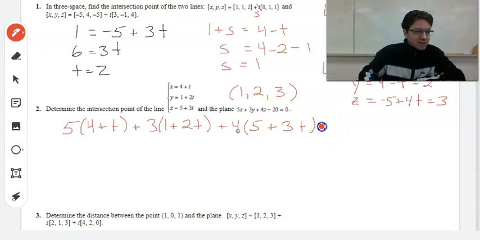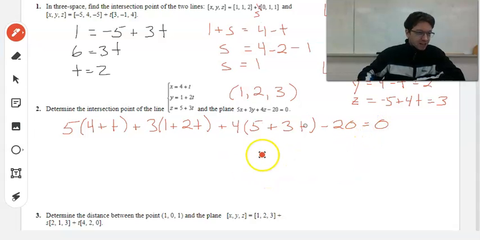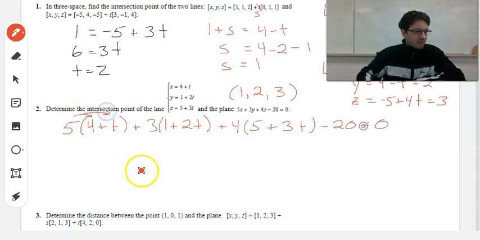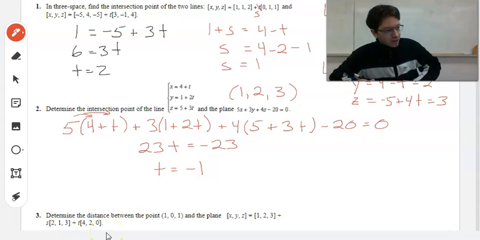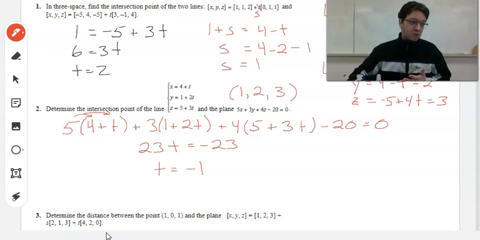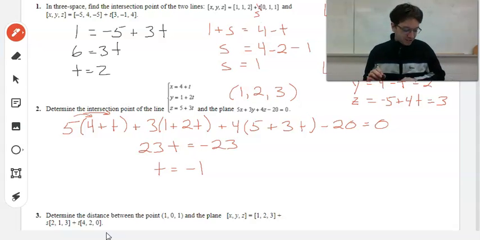And then we have minus 20 equals 0. So if you rearrange that whole equation, you want to make sure you expand and simplify, you guys are pretty good at doing that, I think. You should end up with 23t equals minus 23, and therefore t would be negative 1. All right, so that's telling us what t is, but we want to know the intersection point.